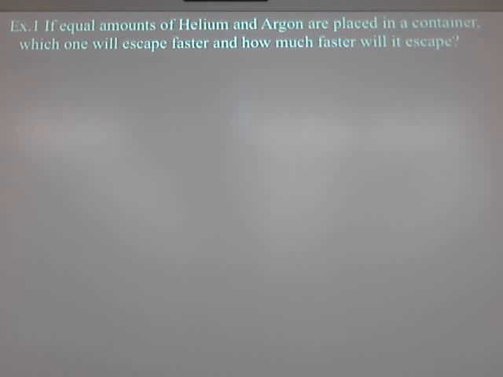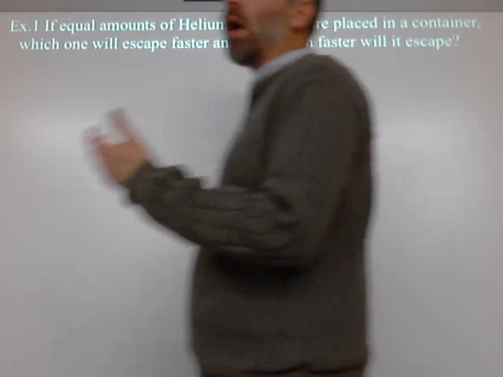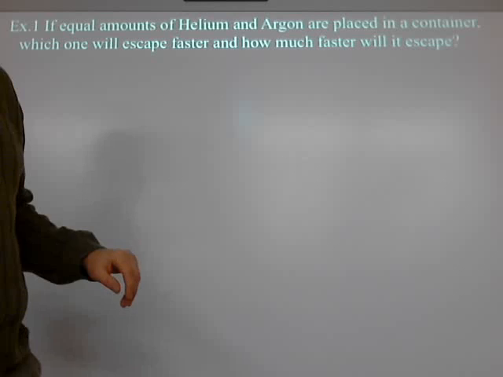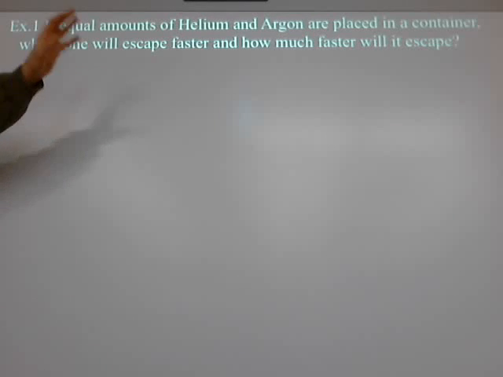All right. First of all, you can all answer the first part of this question, can't you? If equal amounts of helium and argon are placed in the container, which one's going to get out of there faster? What's the obvious answer? Helium, he's lighter. But if it wants to know how much faster, I have to solve the equation. Anytime I've got an equation, write down the given information to the side, write down the equation, rearrange it, and solve for it. That's what we're going to do here.